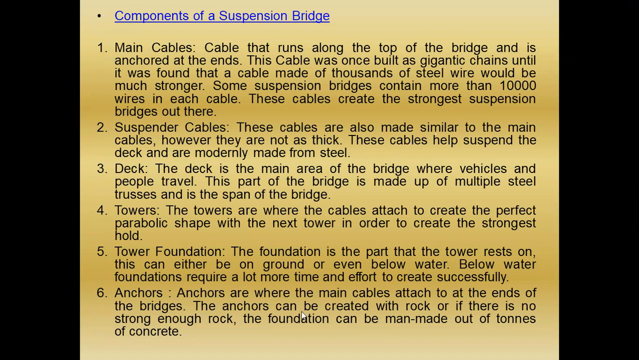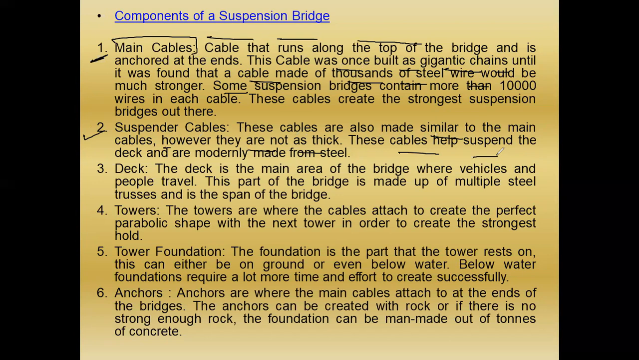First is the main cable. The cable that runs along the top of the bridge and is anchored at the ends, right? That is called the anchor cable. This cable was once built with chains, until it was found that a cable made up of thousands of steel wires would be much stronger. Then next is the suspender cables. These cables are also made similar to the main cables. However, they are not as thick.